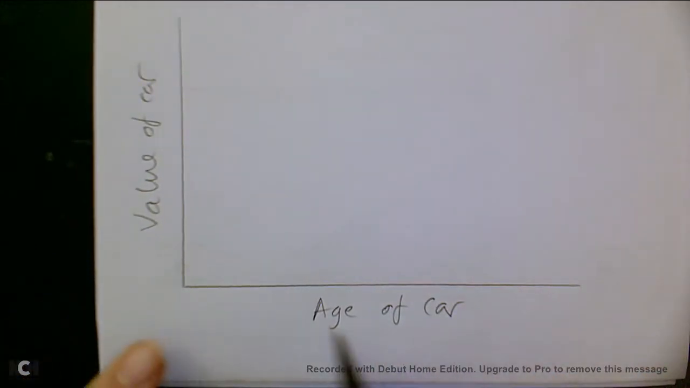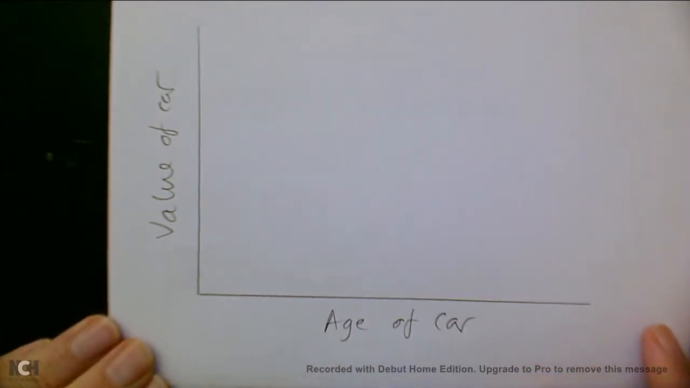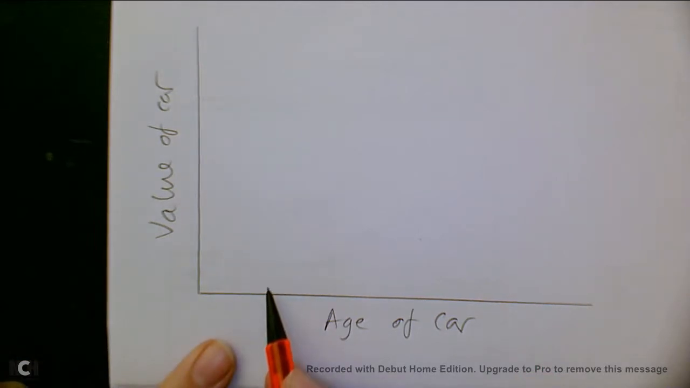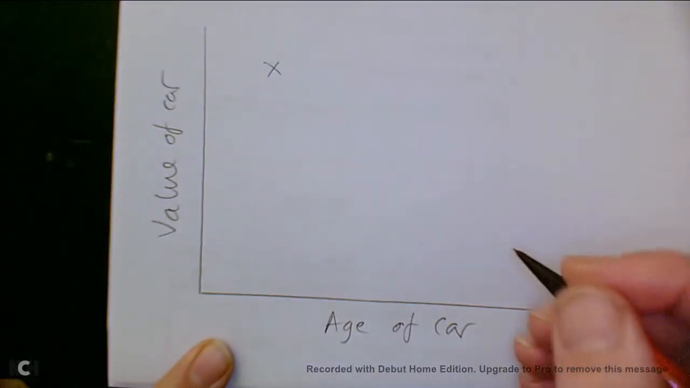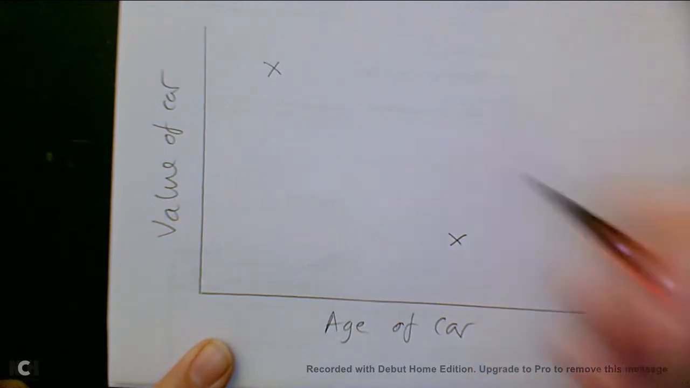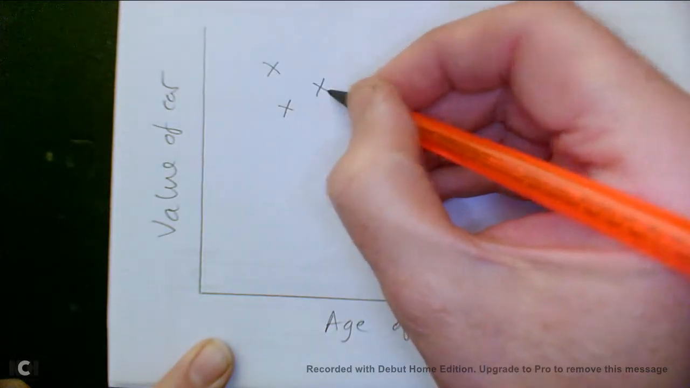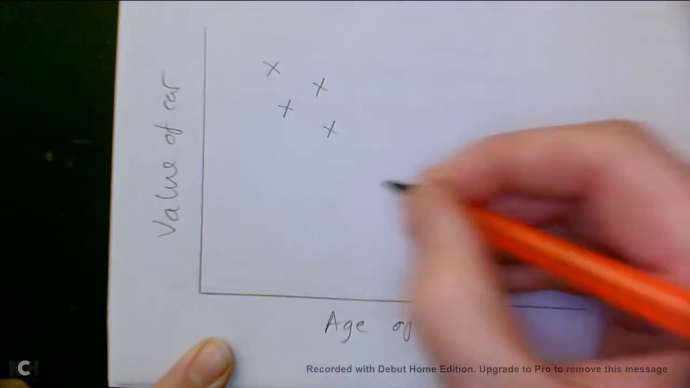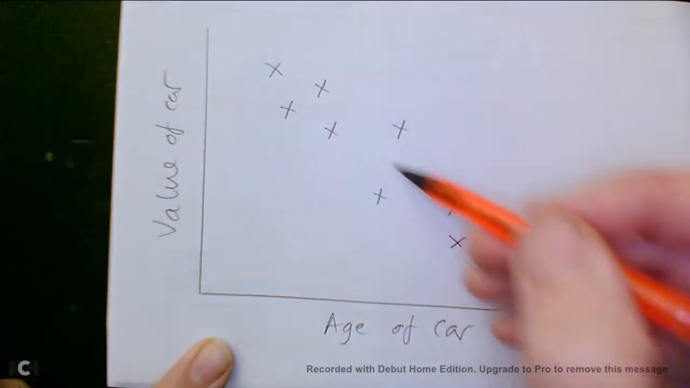So if I've got the beginnings of a scatter graph where I've got the age of a car against the value of a car, you'll be given some values to actually plot. So if the age of a car is quite low, it might be a new car, the value is likely to be high. If the age of the car is old, its value is likely to be low. So newer cars have a higher value, older cars have a low value. So you will end up with some points scattered roughly around a line going through here.